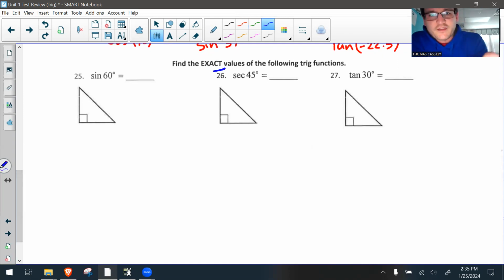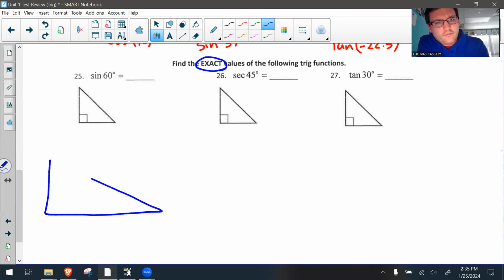They want us to find the exact value, no decimals on this one. They want the sine of a 60-degree angle. Now, I don't care where you put the 60. That triangle's a little small. I'm going to make it bigger. All right, I'm going to put the 60 right here. That means that's going to be a 30. This is going to be a 90-degree angle.